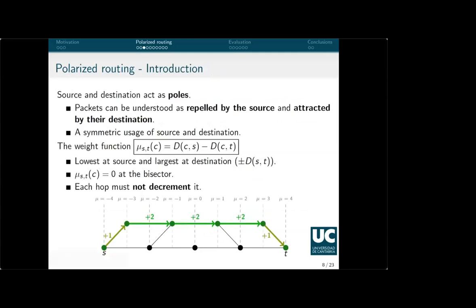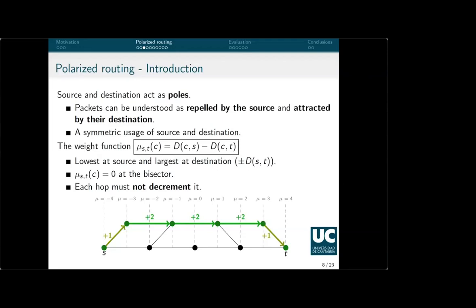The name of Polarized routing comes from this symmetry between source and destination, as we make the source effectively behave as a repulsive pole and the destination an attractive pole. This concept is materialized by having, for each term regarding the destination, a symmetric one regarding the source. Revisiting routers is avoided by using the wave function mu, defined as the distance to source minus the distance to destination. Note the symmetric usage. This function mu is lowest at the source and greatest at the target or destination, its maximum value being the distance from source to destination.